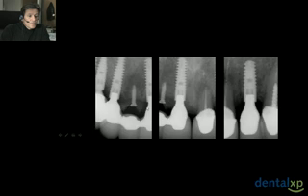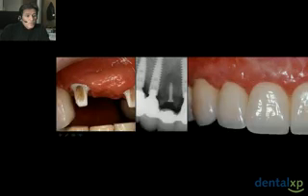Zirconium abutments were utilized. This is the day of insertion on the left screen, the 1-year x-ray on the middle screen, and then a 1-year post-op of the ceramic restoration on the right screen. And what you're seeing is an implant in the canine, a pontic supported by the allograft J-block, and then an implant in the area of the right central incisor.